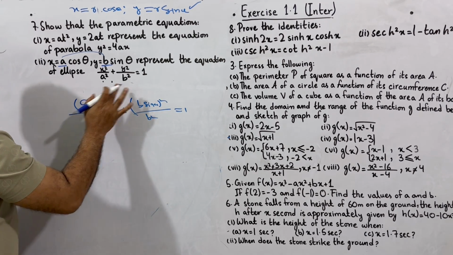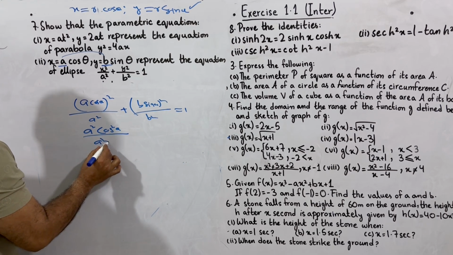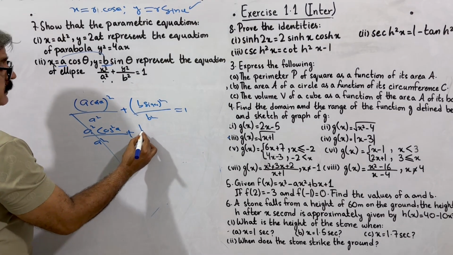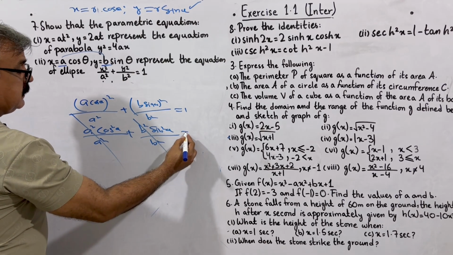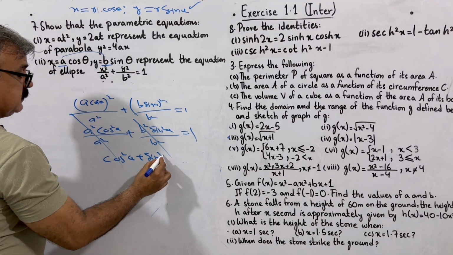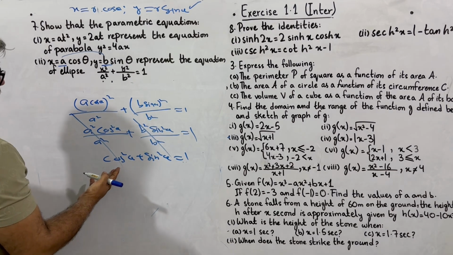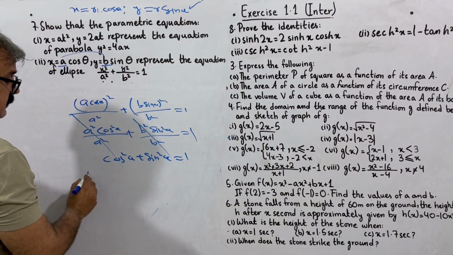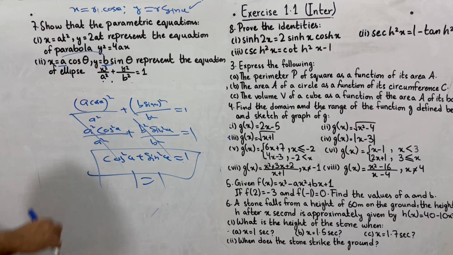There is no middle symbol. I can distribute the square. a square cos square over a square cancelled out, plus b square sin square theta over b square, cancelled. I have cos square theta plus sin square theta. Everybody is familiar? Or you can replace the value of cos square, it is equal to 1 minus sin square. They are cancelled out, or it is itself the identity of sin square plus cos square. So x is equal to a cos theta, y is equal to b sin theta, represents the parametric equation for ellipse.